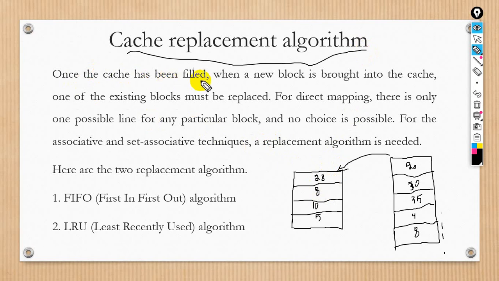Once the cache has been filled, when a new block is brought into the cache, one of the existing blocks must be replaced.